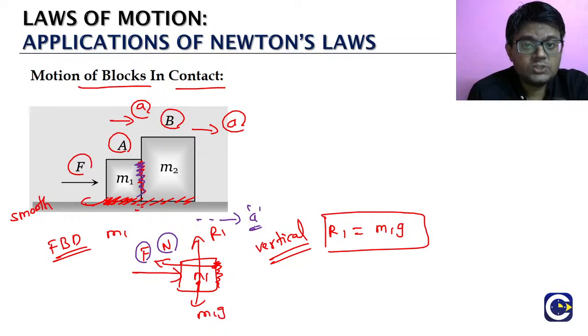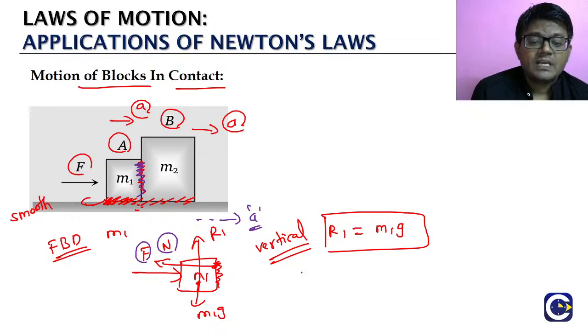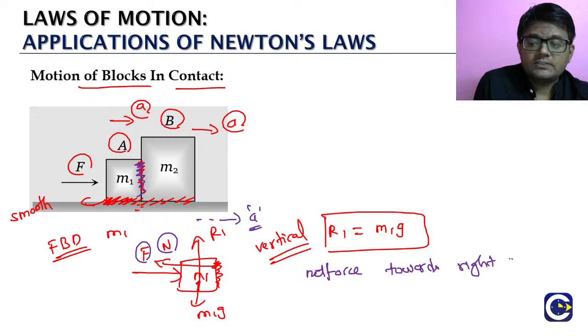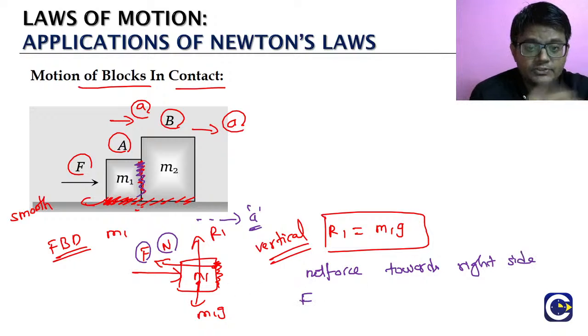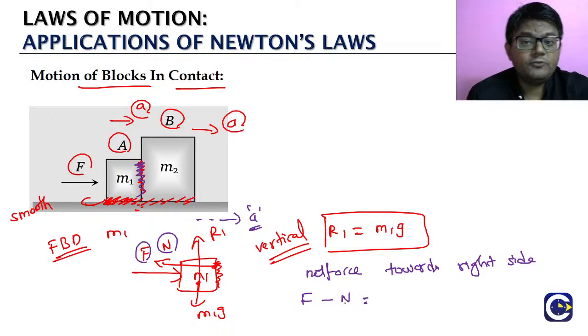Acceleration is towards the right side, right? Means what? Net force என்னது? So net force towards the right side. In the right side direction we have to find the net force. One force on the right side is F, minus the left side force N. That is the net force towards the right side.